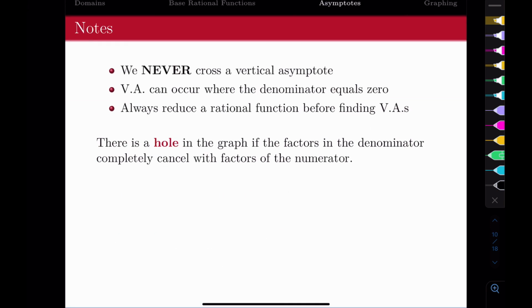Okay. So just some key notes. We will never, ever cross through a vertical asymptote. You're going to hug that line. So the way we find these is we're concerned with where the denominator equals 0, because that's going to be our potential problematic numbers. Well, they are problematic numbers, but it's our potential vertical asymptotes.